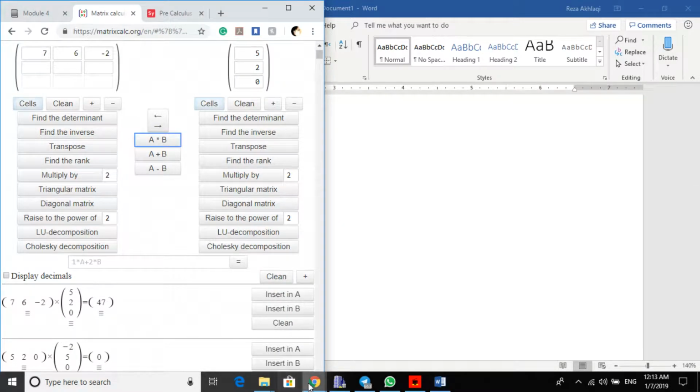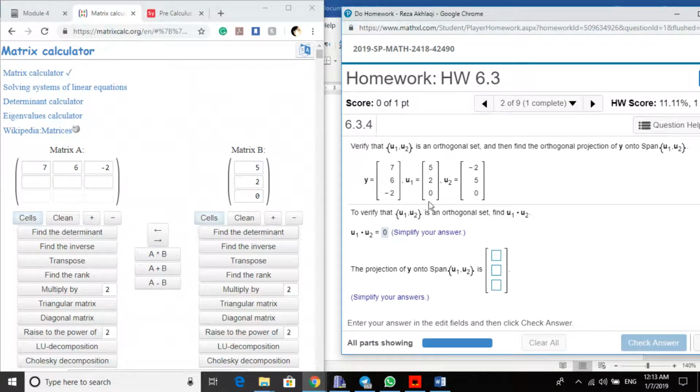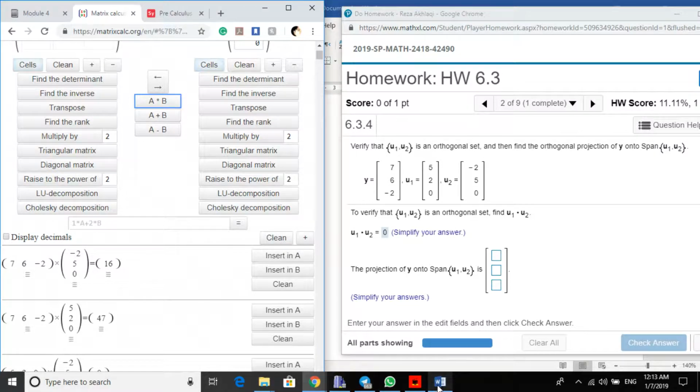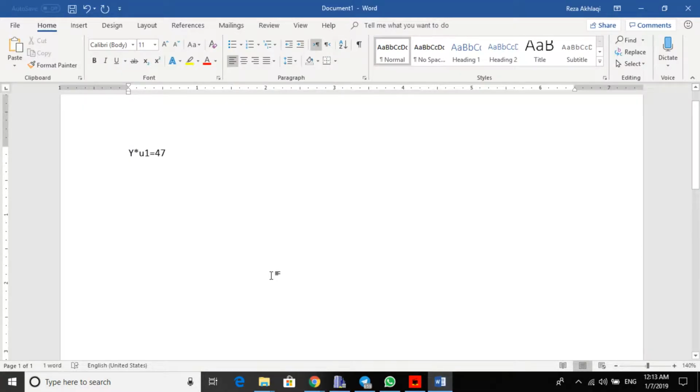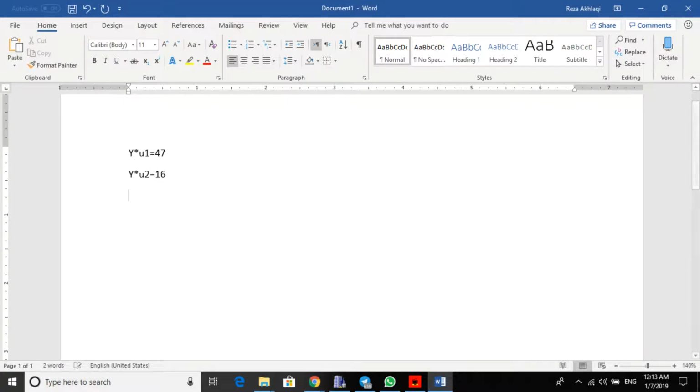Alright, now the next step: y times u2, which is -2, 5, 0. The answer is 16. So y times u2 is 16.